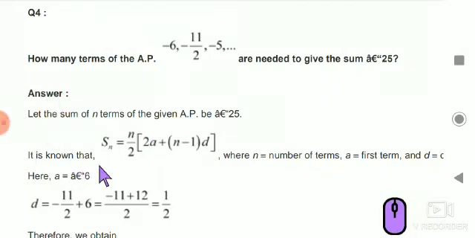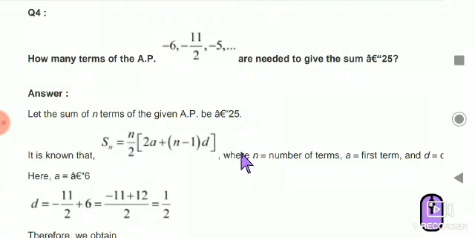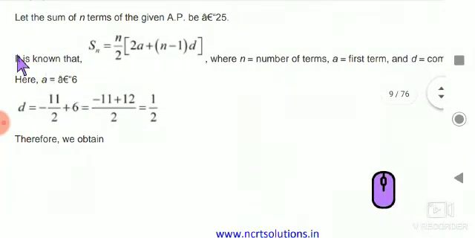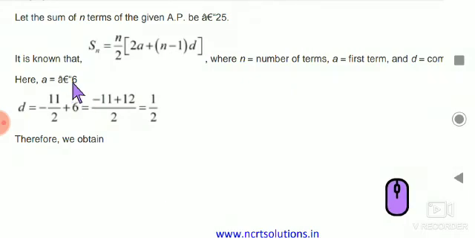It is known that Sn is equal to n by 2 into 2a plus n minus 1 into d, where n is the number of terms, a is the first term, and d is the common difference. Here a is -6, the first term of the given progression. The common difference is any term minus its previous term. The second term is -11 by 2, minus the first term -6, which gives +6. By solving this fraction, d is equal to 1 by 2.